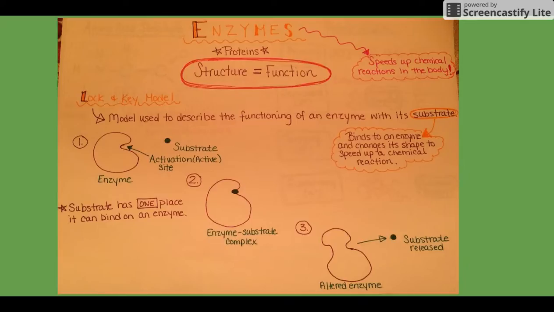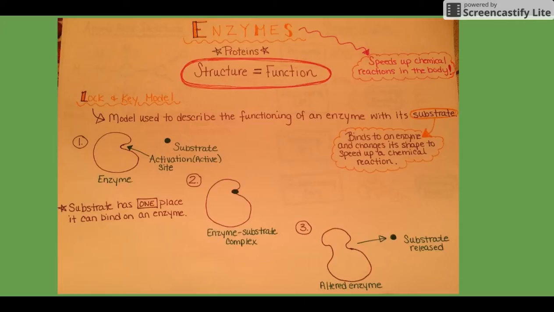So if you go to your neighbor's house and try to get in their house with your key, it won't work, and vice versa. So the substrate can only bind to one specific enzyme's active site. It can't bind to another one. So amylase, for instance, has one specific substrate that binds to that to speed up the reaction of breaking down sugars. So after that happens, then it changes.